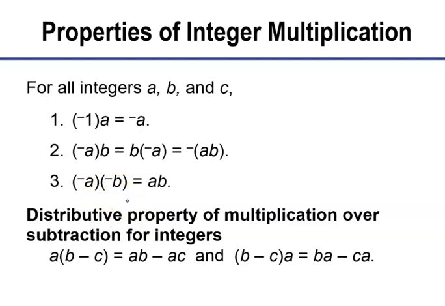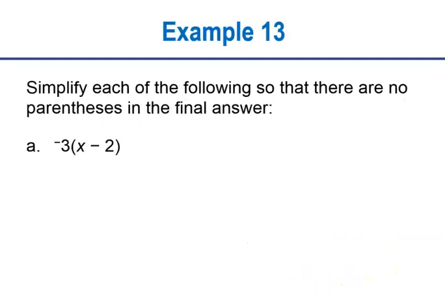Then we have a distributive property of multiplication over subtraction. So if you need to multiply A times parentheses B minus C, that's going to give you AB minus AC, and you could also multiply from the back. So the A times B, we could write that as BA minus CA. You could always commute these though, and it would be AB minus AC. That's perfectly okay to do. So we're supposed to simplify each of the following so there are no parentheses in the final answer.